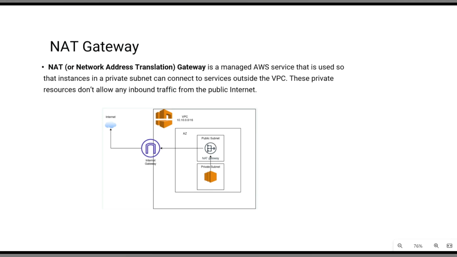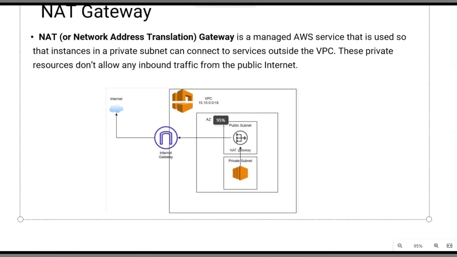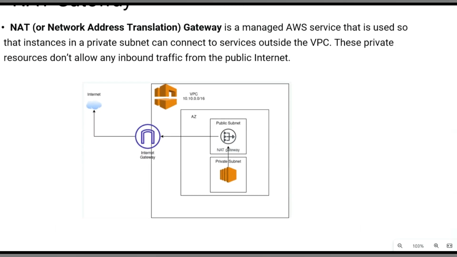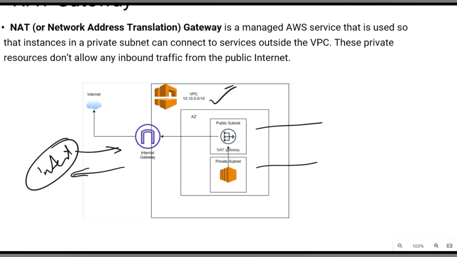In order to understand NAT Gateway, let's take an example of a VPC. Here in this diagram, we can see a VPC, which is 10.0.0.0/16. In this VPC, we have two subnets: one is a private subnet and another is a public subnet. As I told, the public subnet is connected to the internet gateway, so it will have inbound and outbound connectivity to the internet. However, the private subnet does not have any connectivity to the internet.